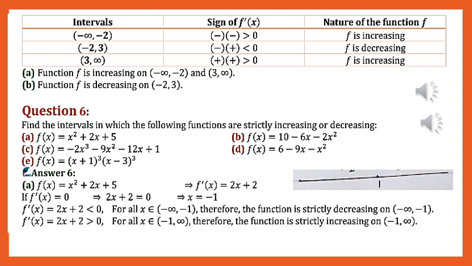Question number 6. Find the intervals in which the function is strictly increasing or decreasing. Now the method is the same only. So we will select a few questions of question number 6. Let's see question number C. C is: find the intervals in which f of x equal to negative 2x cube minus 9x square minus 12x plus 1 is increasing or decreasing. Let's see the method.